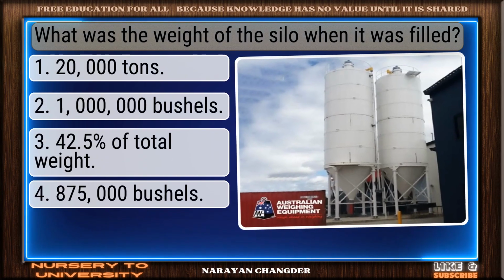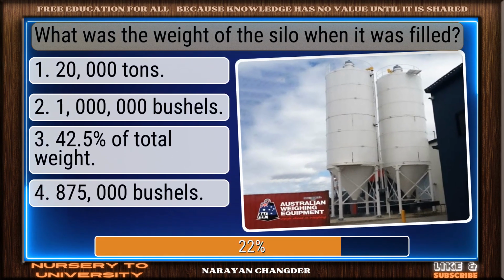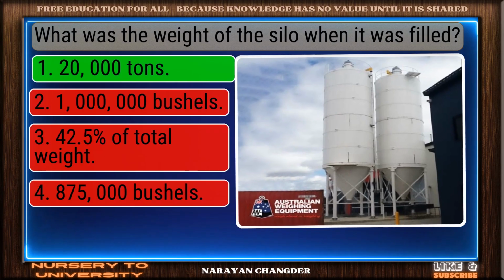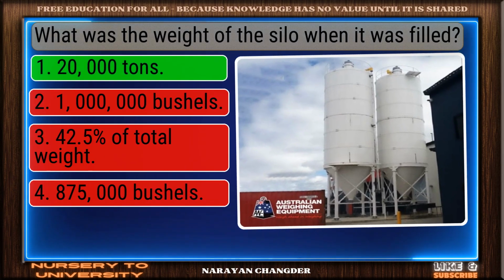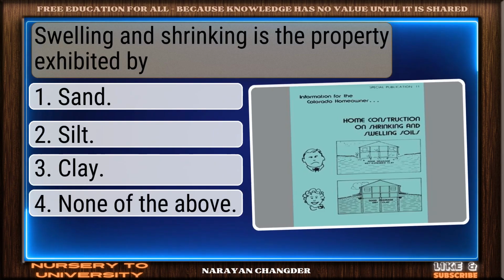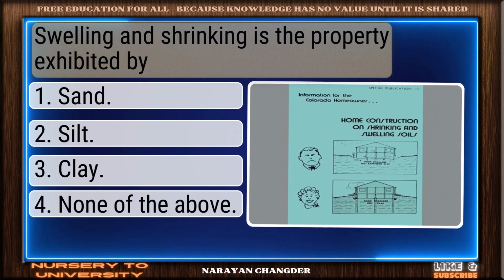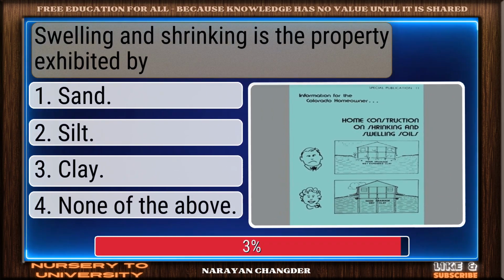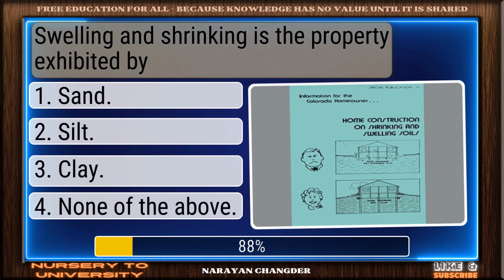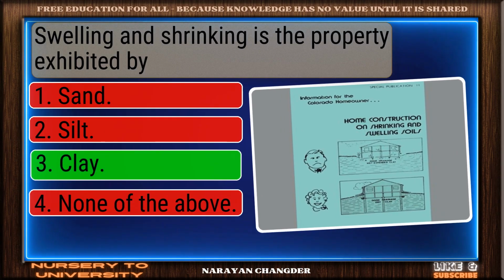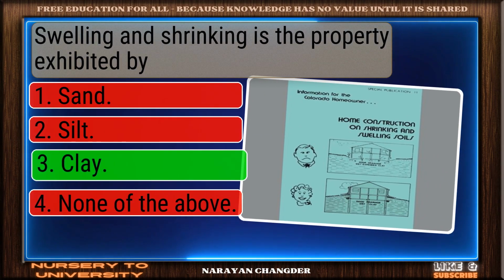What was the weight of the silo when it was filled? Good job. Your answer 20,000 tons works well here. Swelling and shrinking is the property exhibited by dash. Nicely done. Clay is a solid answer.